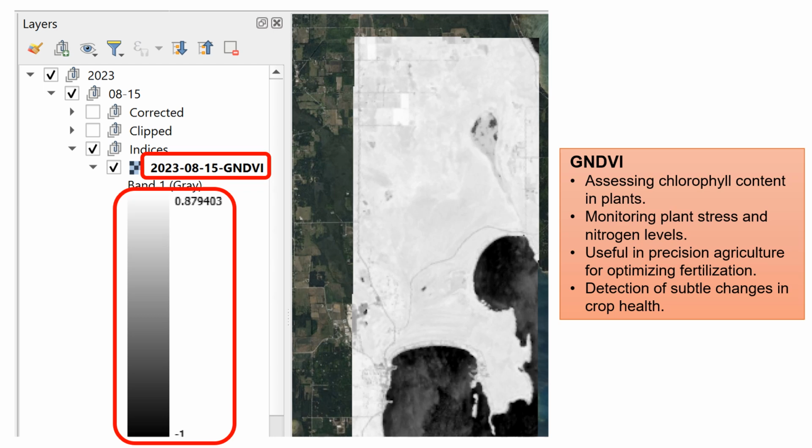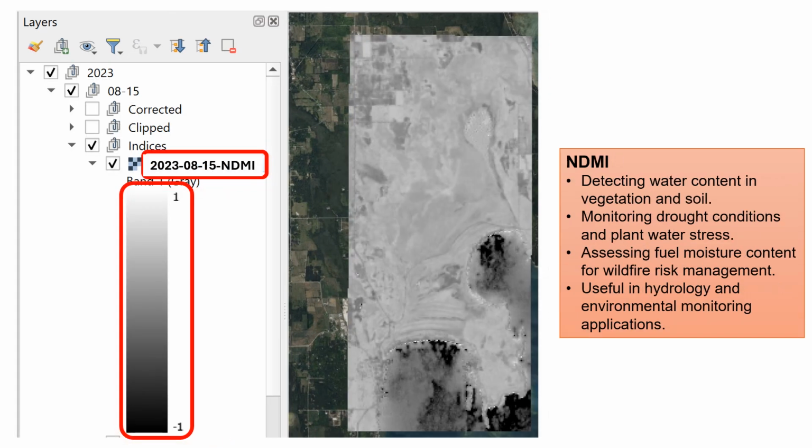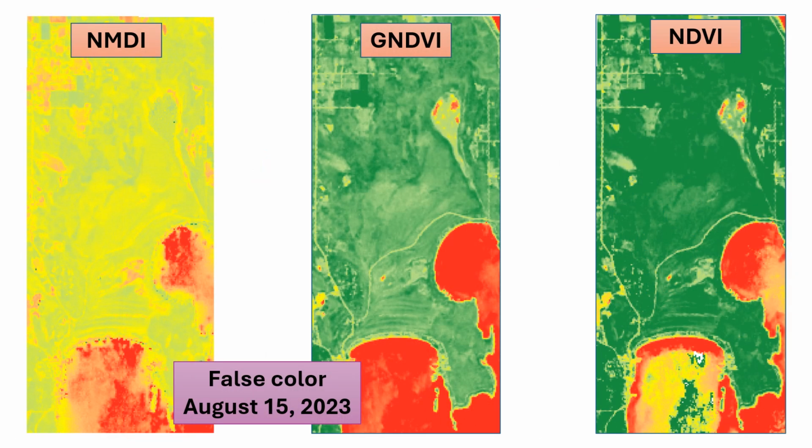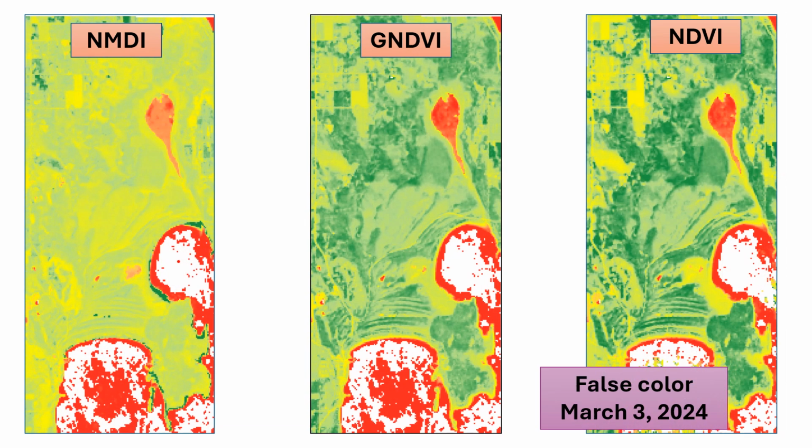Here is GNDVI with a somewhat lower maximum value, but overall similar appearance. And here is NDMI with the maximum range of values, but apparently lower median values as seen from the somewhat darker image. Here then are false color images of the 3 indices for August 15th, 2023. And for comparison, here are false color images of the 3 indices from March 3rd, 2024.